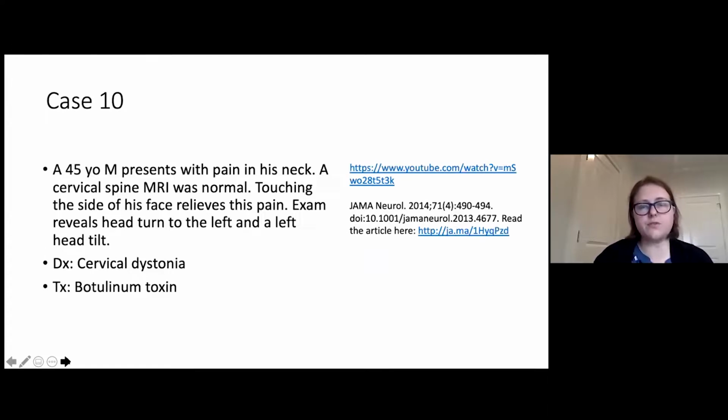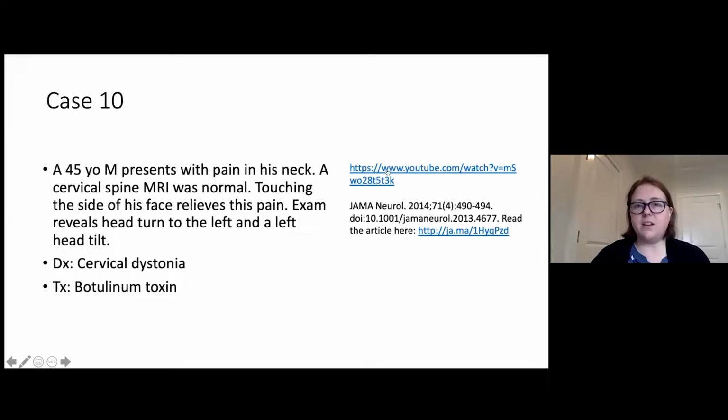And again, I would just focus on recognizing that motion and then referring to neurology because the list of differential diagnoses is quite long. So this brings me to case 10. This is a 45-year-old male who presents with pain in his neck. He had a normal C-spine MRI. Touching the side of his face relieves this pain. An exam reveals head turn to the left and a left head tilt. This is a case of cervical dystonia, and he was treated with botulinum toxin.